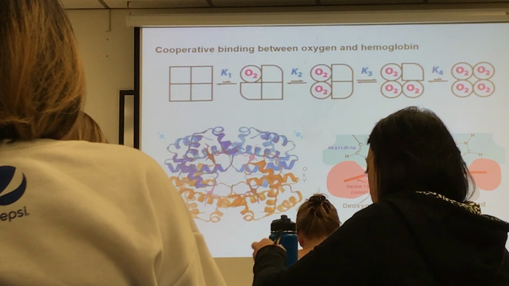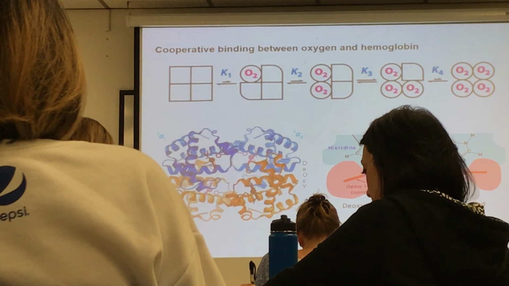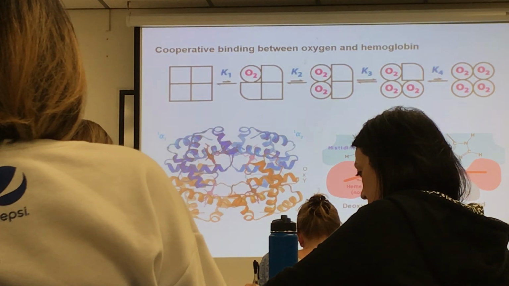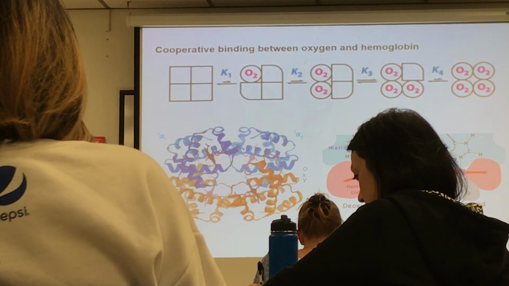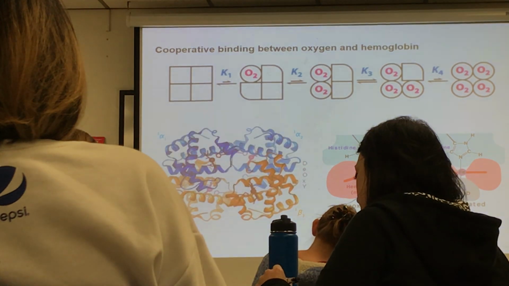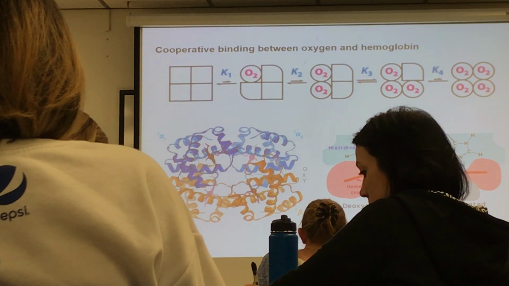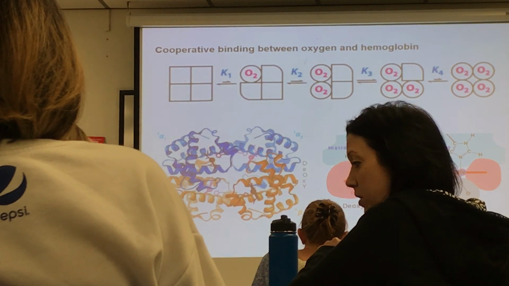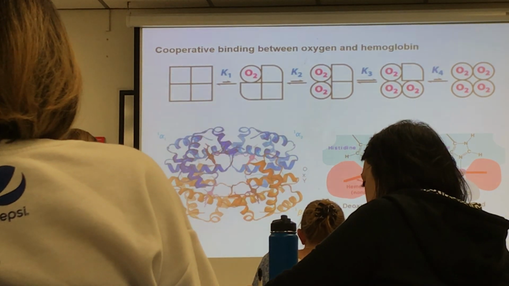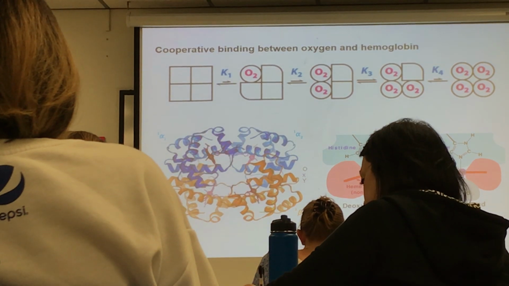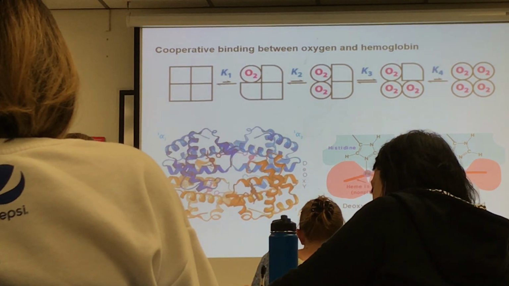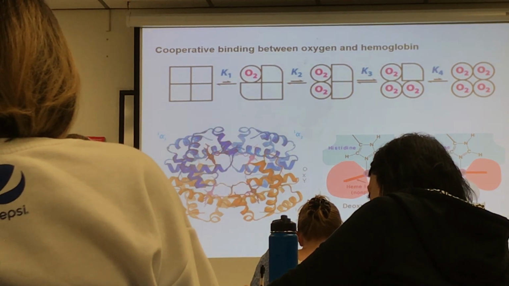So when the first oxygen binds, it makes it easier for the second oxygen to bind, and that makes it easier for the third, and that makes it easier for the fourth. In reverse, that fourth oxygen doesn't come off very easily, and it's less easy for the oxygen to come off as we move in reverse.